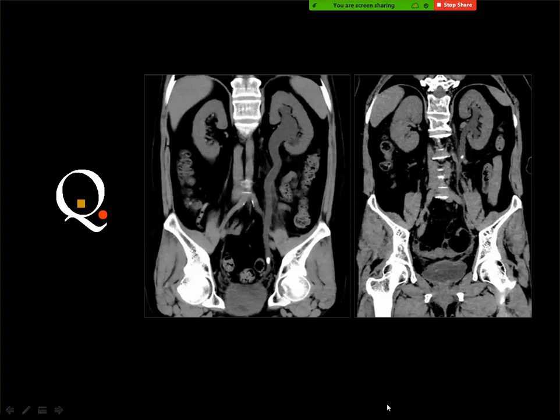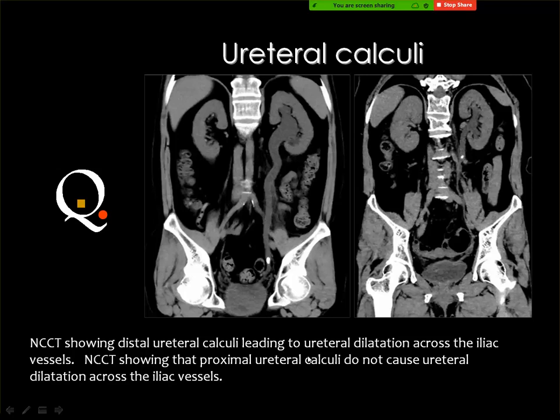Left distal ureteric stone causing hydronephrosis to the left kidney. Yes, and this is a left distal ureteric stone with back pressure changes, and this one is a proximal third ureteric stone with also back pressure changes, and this examination is a non-contrast multi-detector CT of the urinary tract.